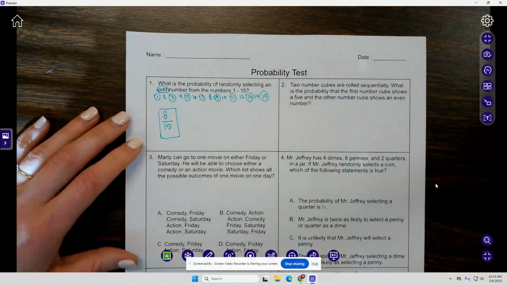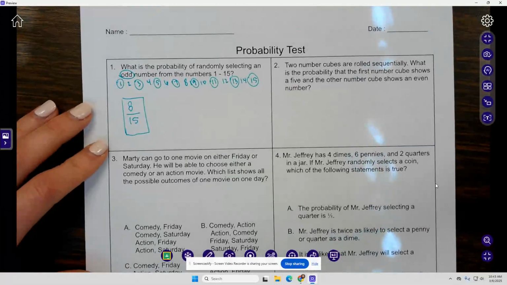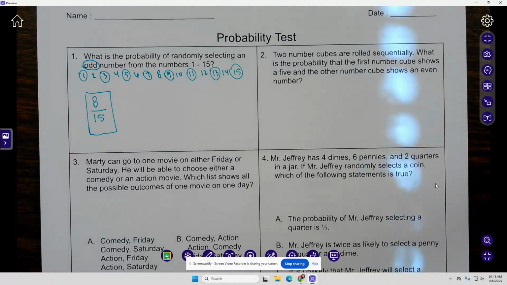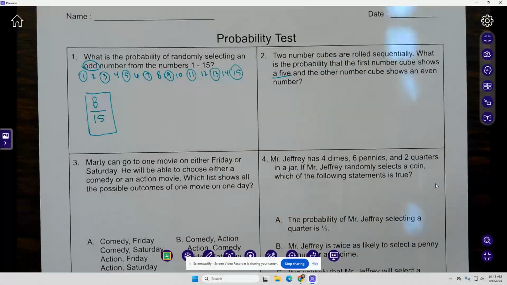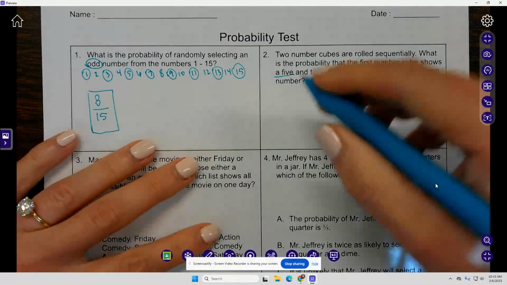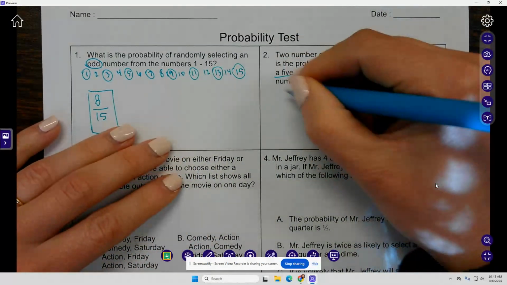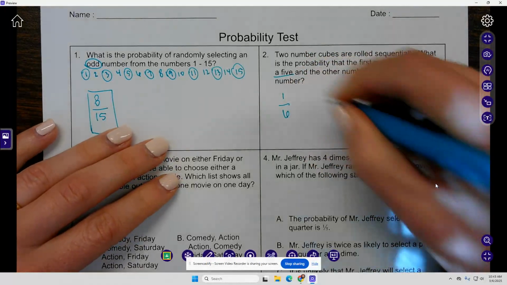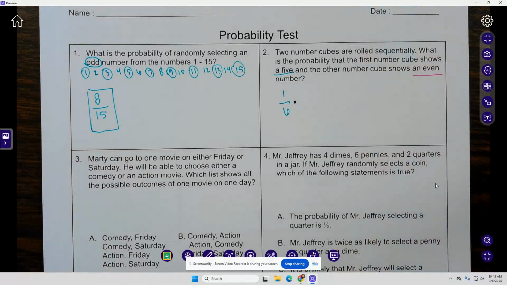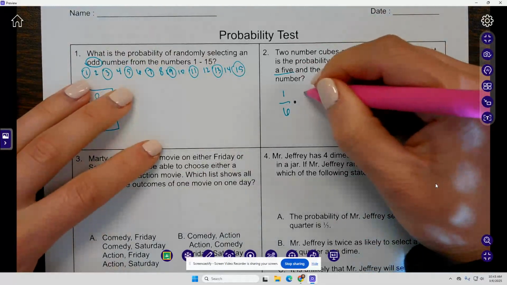Number 2. I'm going to zoom in, sorry. 2 number cubes are rolled sequentially, so one after the other. What is the probability that the first number cube, which is just the dice, shows a 5, and the other number cube shows an even number? So, on a dice, there's only one 5, so that's 1 out of 6, times an even number, so that's 2, 4, 6, so that's 3 opportunities out of 6.